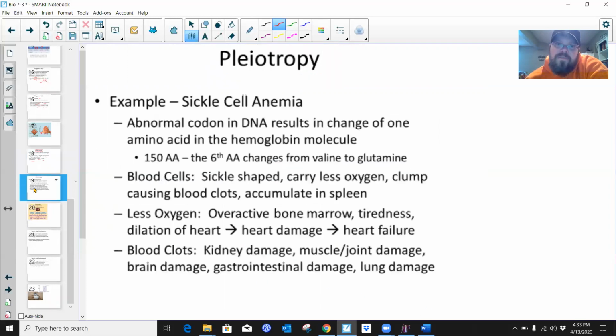A great example of this is sickle cell anemia. Sickle cell anemia is the result of a single abnormal codon within DNA. In other words, there is a change in the 6th amino acid, a little change in the genetic sequence. The 6th amino acid changes from valine to glutamine. And that one little change changes the shape of hemoglobin.